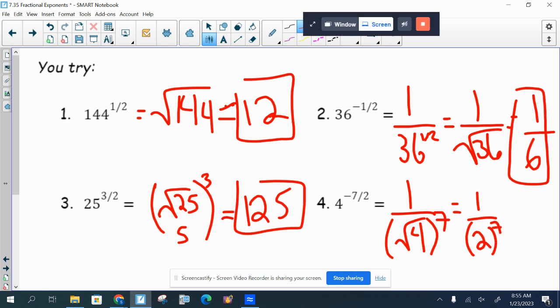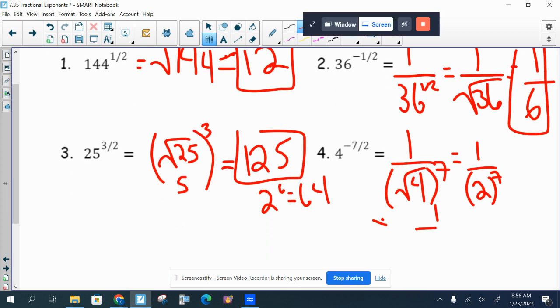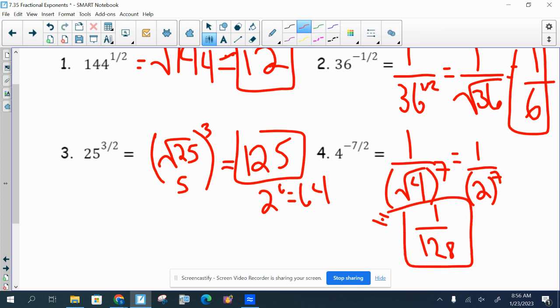Here's a way to think about it. If you know 2 to the 6th power, so 2 to the 6 is 64, then you just do 64 times 2 again, which is 128. So 1 over 128. Okay, fix anything you got wrong, and then flip your page over when you're ready to do the next.